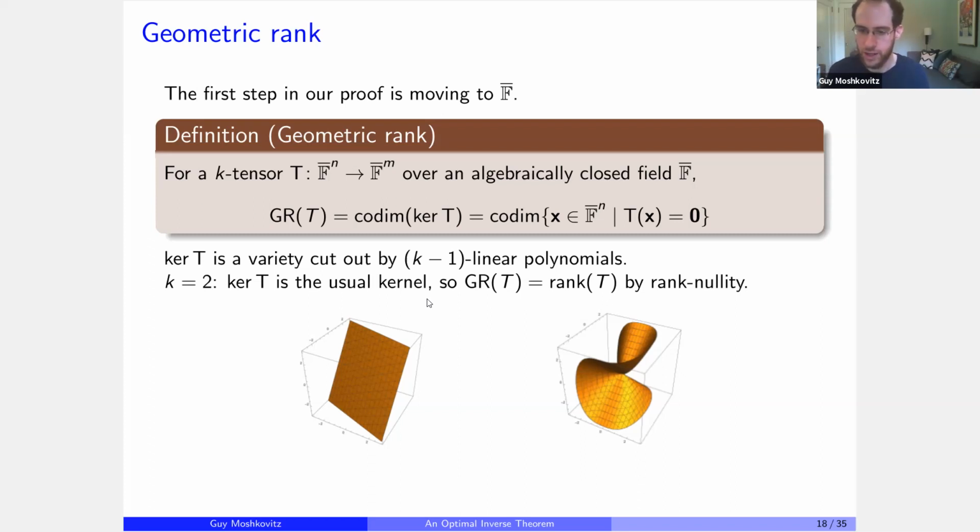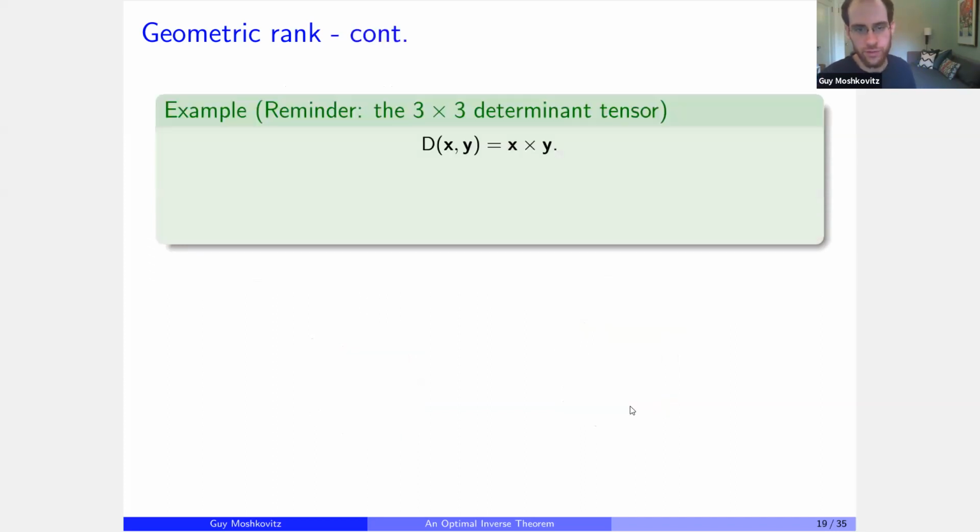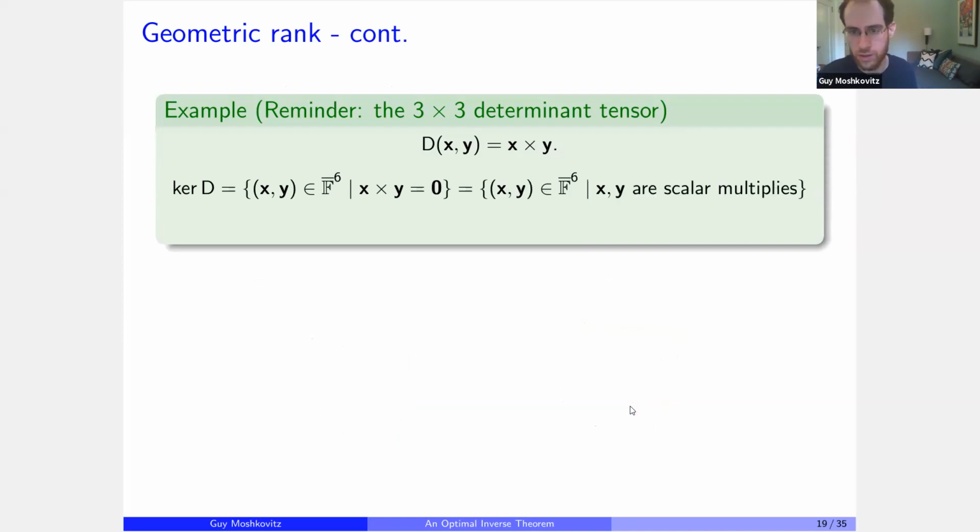It's a flat variety. Generally speaking, the kernel is more interesting. It can be a very complicated variety, even for k equals 3. And if we go back to this running example that we have, the tensor whose corresponding map is x cross y, then the kernel is precisely all the pairs xy whose cross product is the 0 vector, which we know just means that they're scalar multiples of each other.